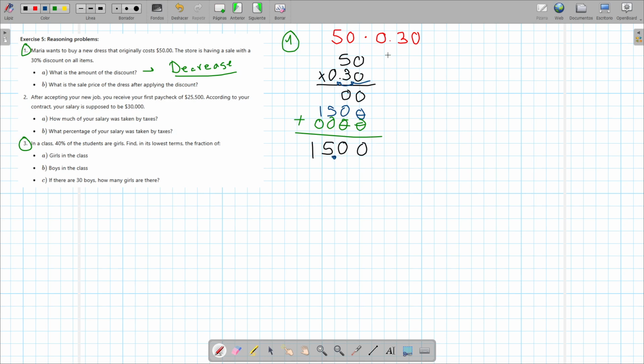So, what we know is that the discount is going to be of $15, which means that this is going to be the first answer. What is the amount of the discount? $15. So, you are not paying the $50. You are paying $15 less. So this is the amount of the discount.